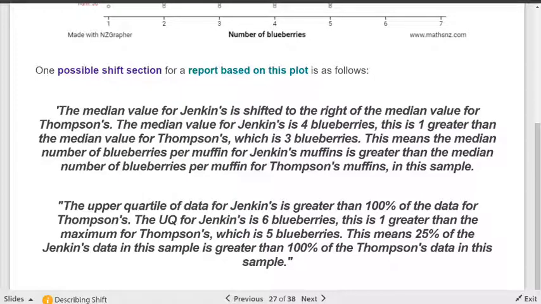So when you're talking about median shift, you're talking about the same exact value. When you're talking about quartile shift, you need to name which quartile and what relationship. This means that 25% of Jenkins data in this sample is greater than 100% of the Thompson data in this sample. Okay?